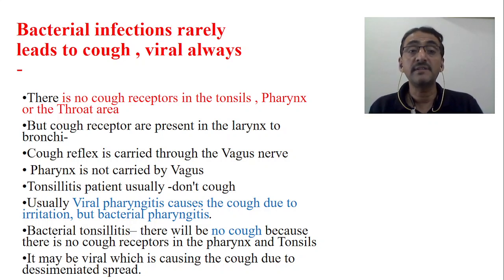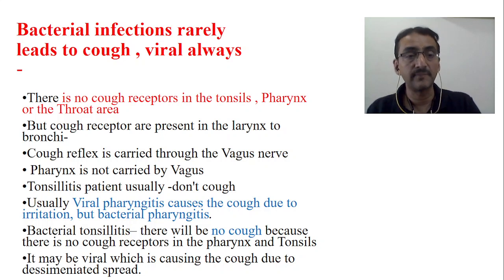So the cough reflex is carried through the vagus nerve. The pharynx is not supplied by the vagus. We know that the muscles of the pharynx are not supplied by the vagus; they are supplied by some other cranial nerves. Tonsillitis patients usually don't cough. That also we know. Usually viral pharyngitis causes cough due to irritation, as I told earlier, but not bacterial pharyngitis. In bacterial tonsillitis, there will be no cough because there are no cough receptors in the pharynx and tonsillar area. This is quite repetition.